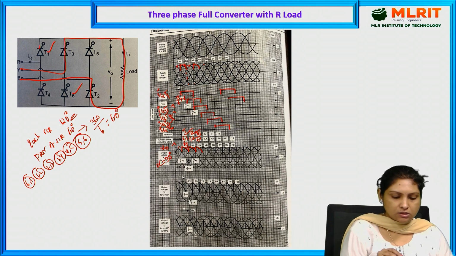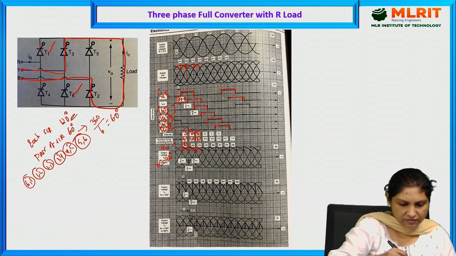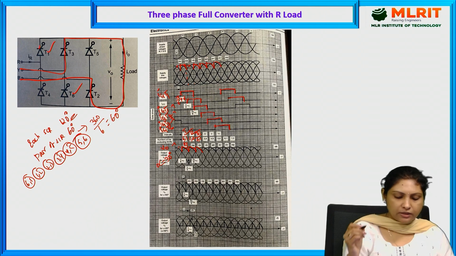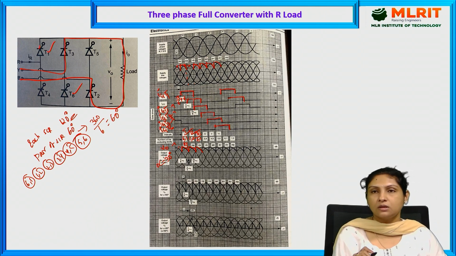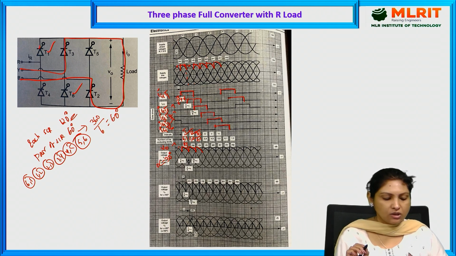So again, here the YR phase is appearing. This is zero crossing, alpha equal to 30. Here YR will be conducting, and again BR will be conducting, and again BY will be conducting. So like this, the cycle will be repeating for alpha equal to 30 degrees.